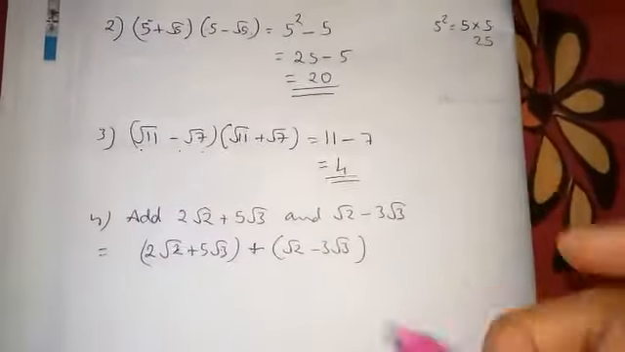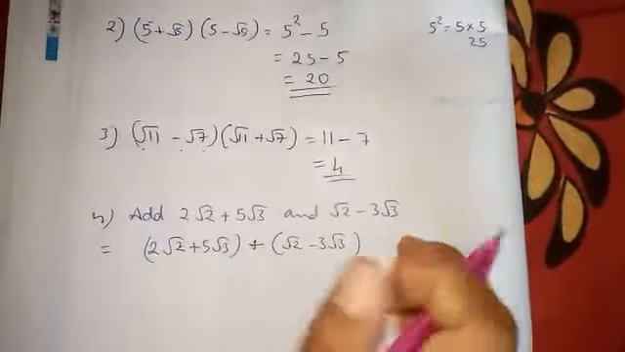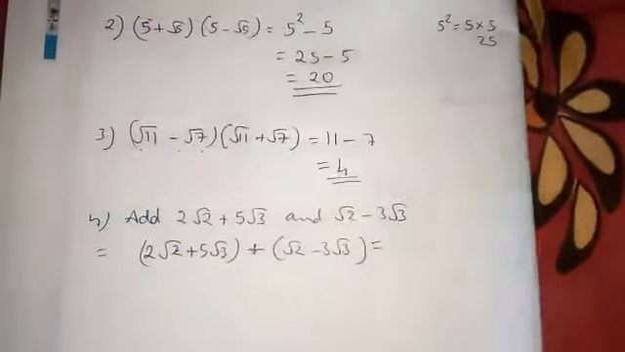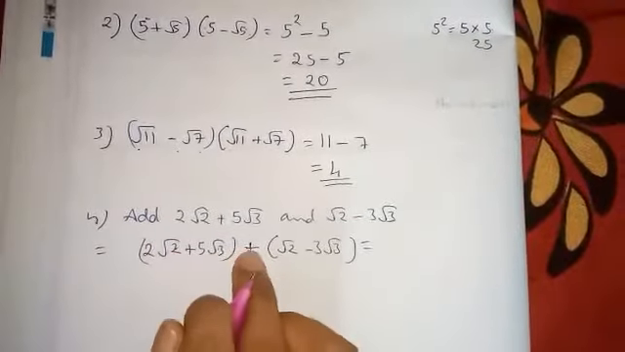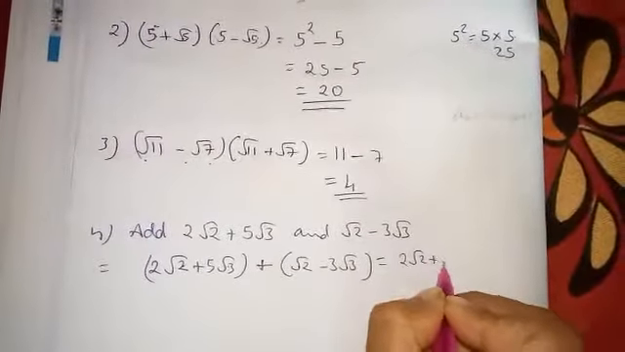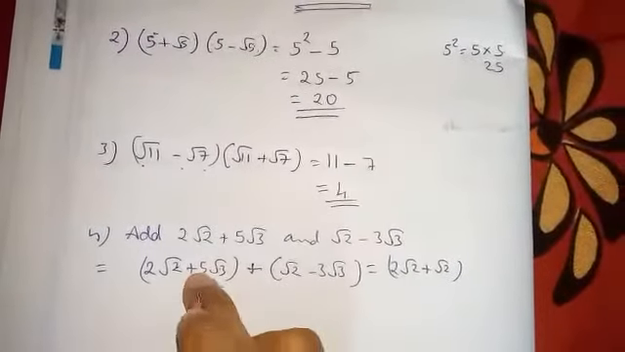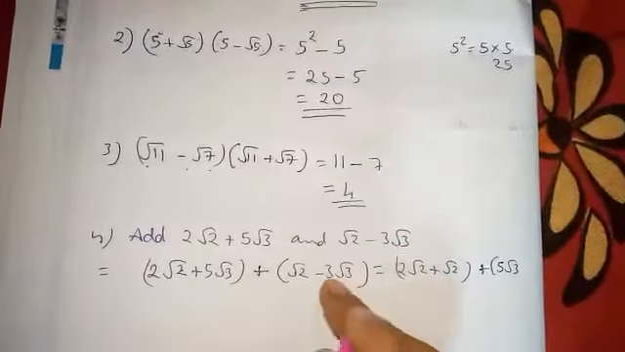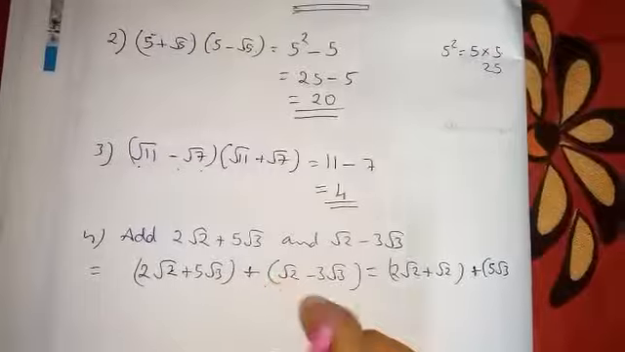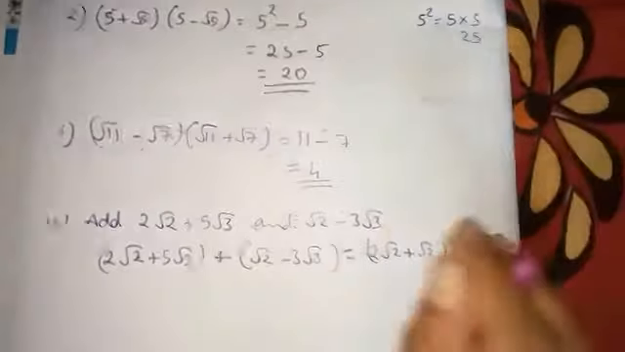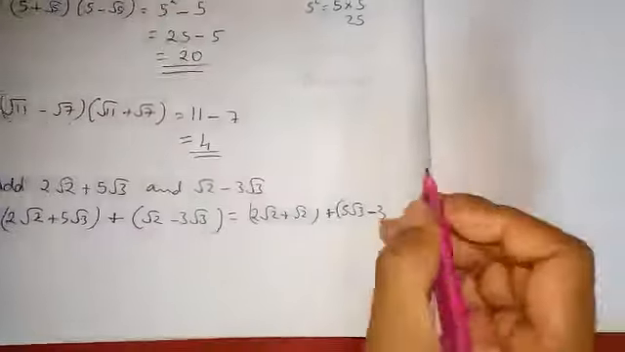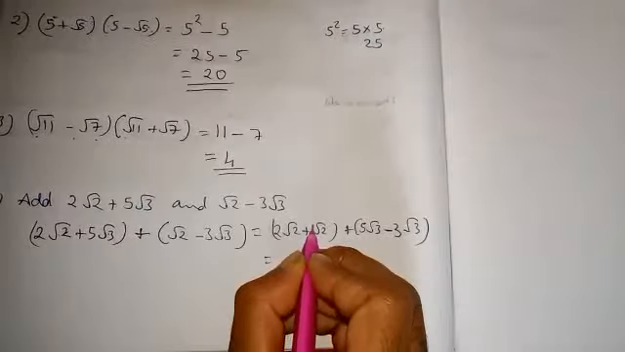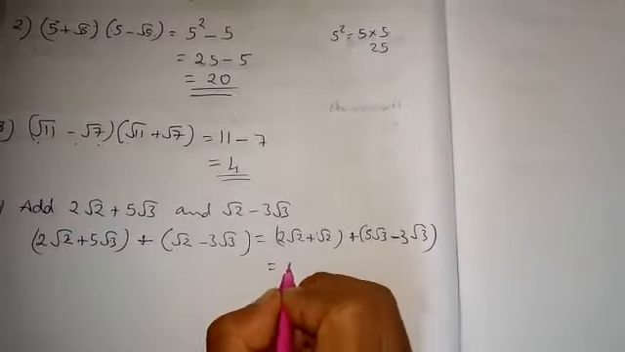So we'll combine the same square roots together and write 2 root 2 plus root 2. Next, plus 5 root 3. Next root 3 is here, but this sign is minus. Here plus minus minus, so 3 root 3. So what will be the answer? 2 and here nothing is there, means it is understood 1. 2 plus 1 is 3.